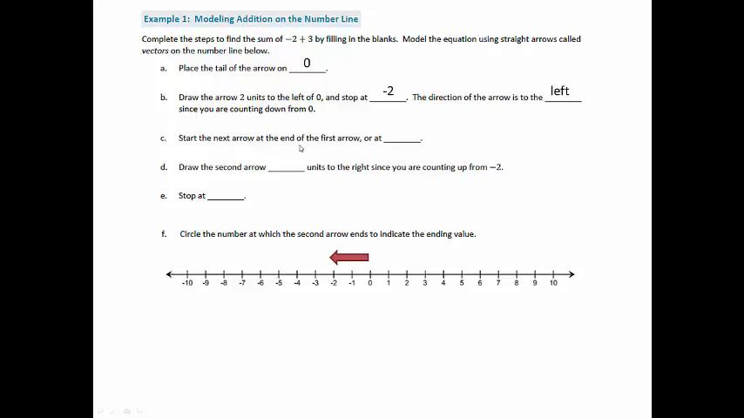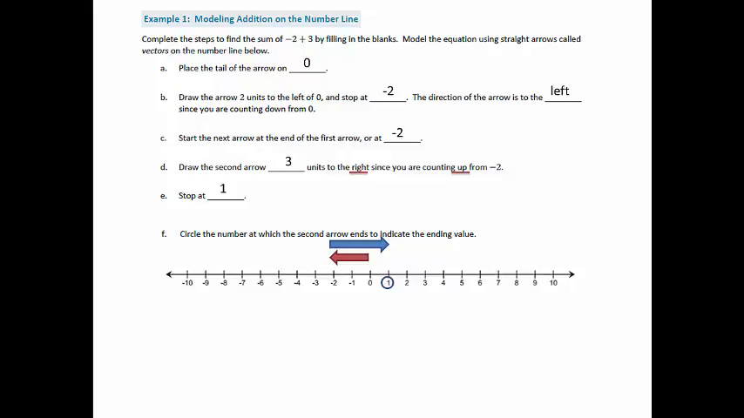We're going to start the next arrow at the end of the first arrow, or at -2, and draw the second arrow 3 units to the right, since we're counting up from -2. Remember, when we go right, we count up. This is what the arrow would look like from there. We stop at 1, because counting from -2 3 times, 1, 2, 3, gives us 1. And then we're going to draw a circle around the number that the second arrow ends at to indicate the ending value. This is the sum of -2 plus 3.